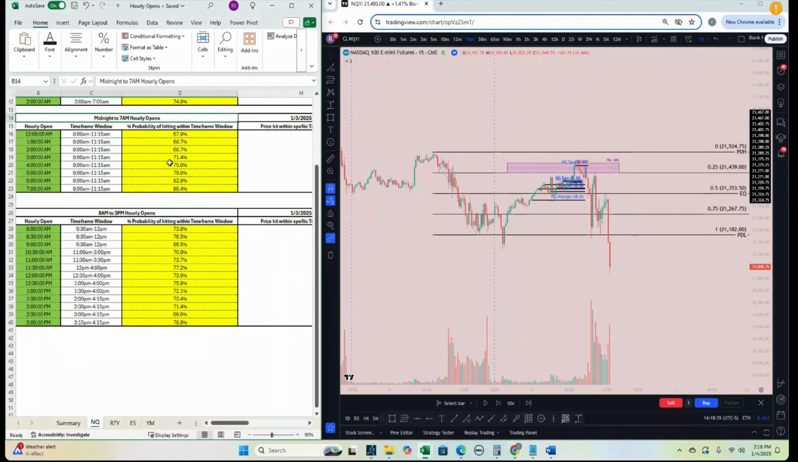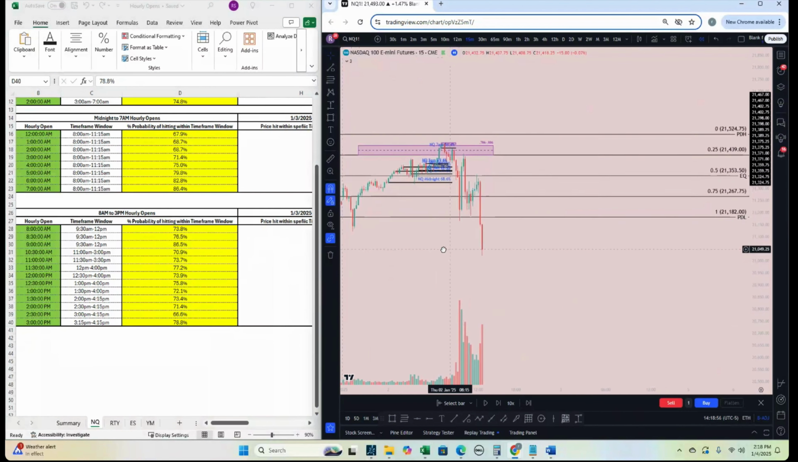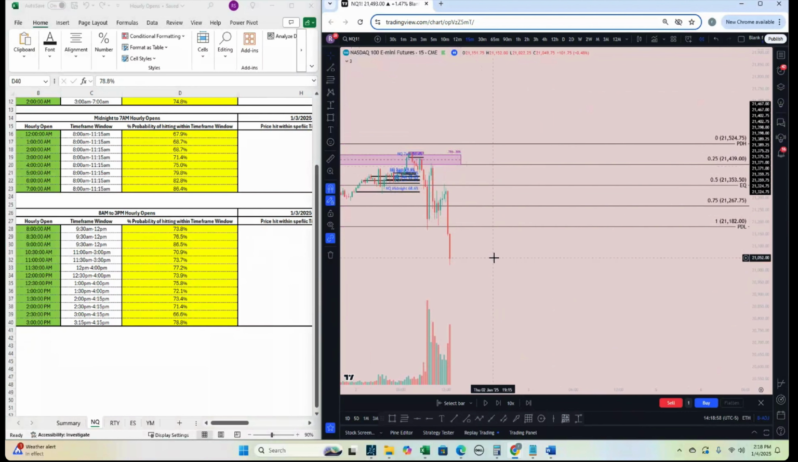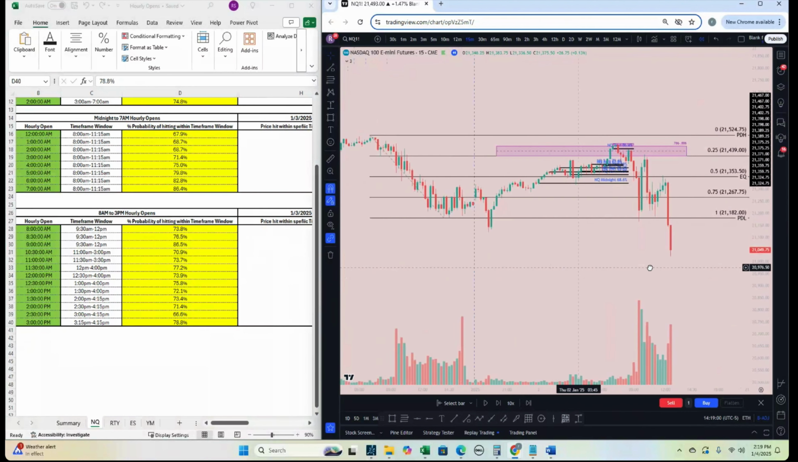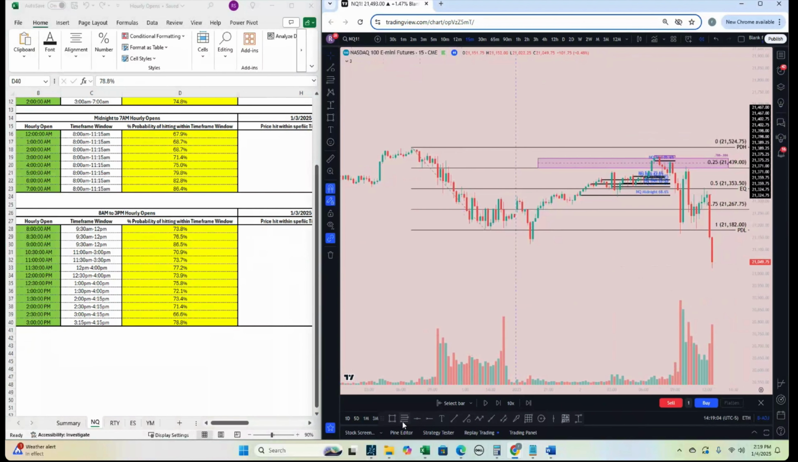So those are the midnight to 7 a.m. hourly opens. Then you have your 8 a.m. to 3 p.m. hourly opens. We hit those at about the same clip. You've got some that are high, some that are low, right? So in this situation, a lot of times when we make our move at 9 or 10 o'clock, you'll notice, right? So let's mark out the 8 a.m. here.